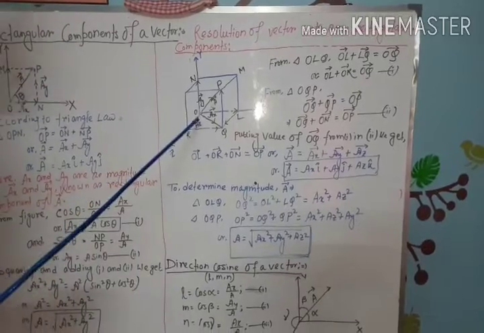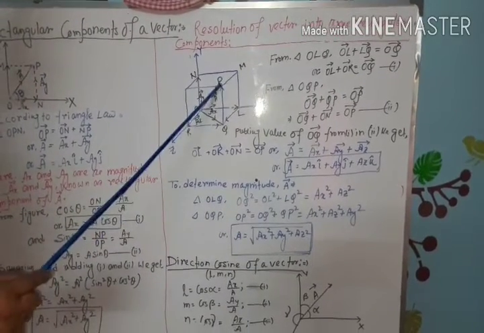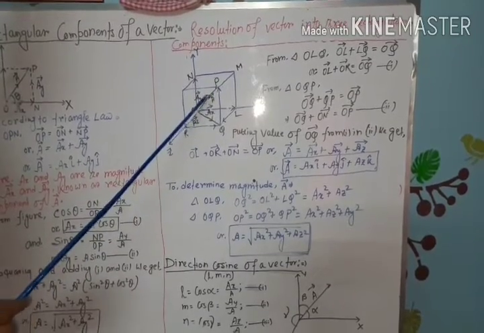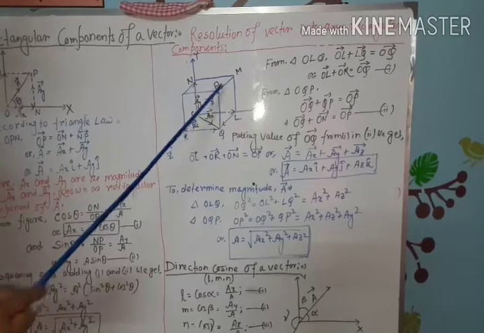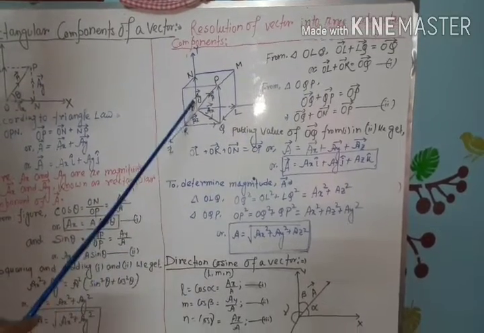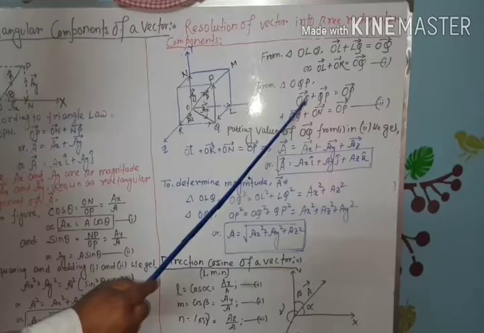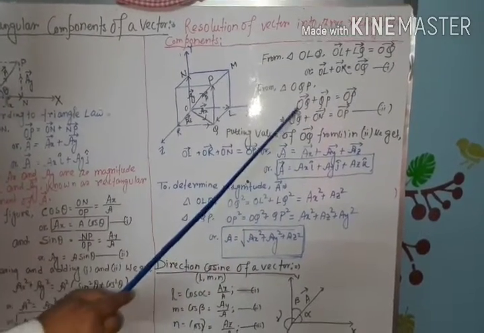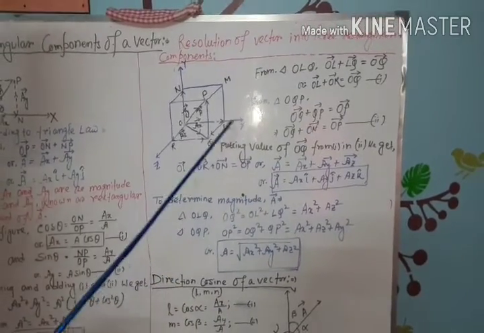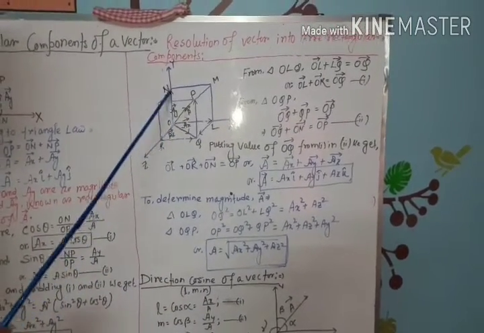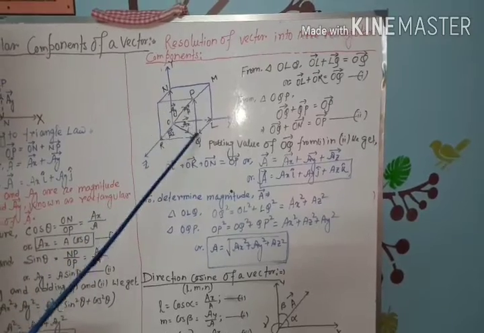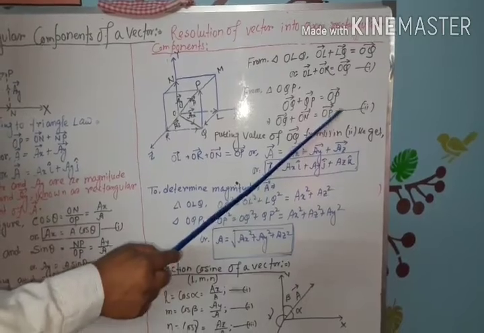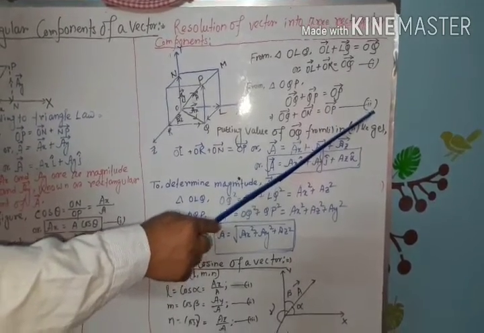Now from the triangle OQP, again see, OQ and QP are in the same order, but OP is in the opposite order. That's why from this triangle we can write OQ plus QP is equal to OP. Clear? Or OQ plus ON. In place of QP we can write ON, which are equal. So OQ plus ON equals the OP vector, which is equation number 2.